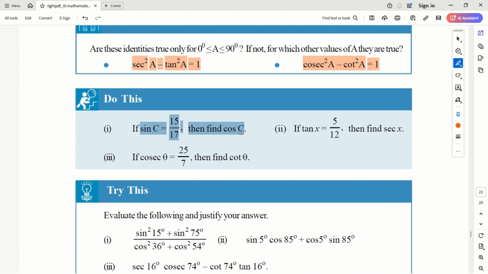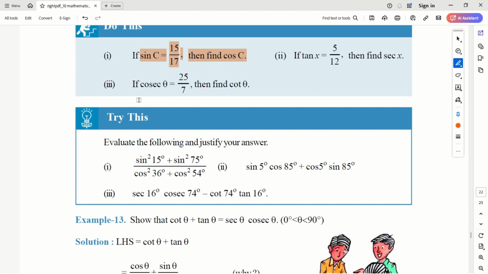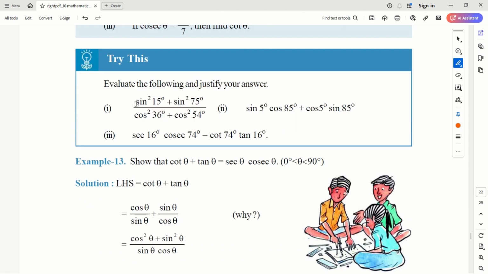Now, this is very simple. We can easily solve this. You build a triangle and you will get it. Nothing very special, so you can do it yourself. And this one we already know.